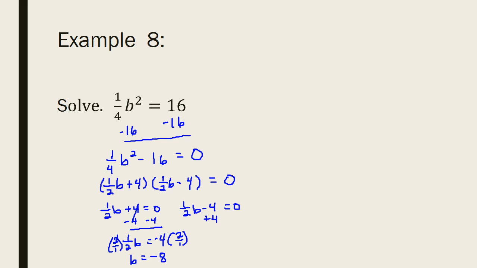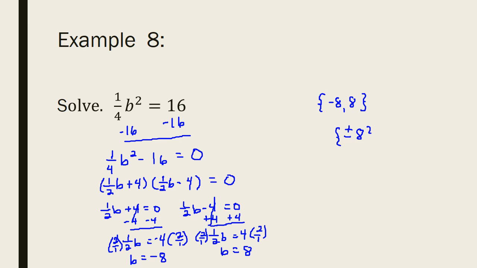Now let's do the same thing to the other equation. So we're going to add 4 to both sides. That gives us 1/2 b equals 4. Same thing, multiply by the reciprocal over here. 2/1. Those cancel out, giving us b equals 4 times 2 divided by 1 gives us 8. So our two solutions here are -8 and 8. You can write it like that, or you can write plus or minus 8 like this.